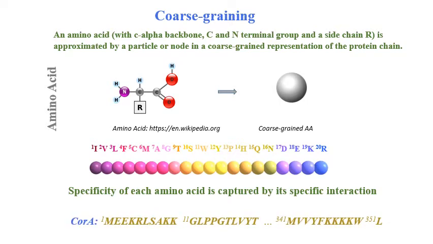In our coarse-grained model, an amino acid is represented by a solid object such as a sphere or cube. The structural details of the residue are thus ignored. However, its specificity is captured via unique knowledge-based residue-residue interactions.